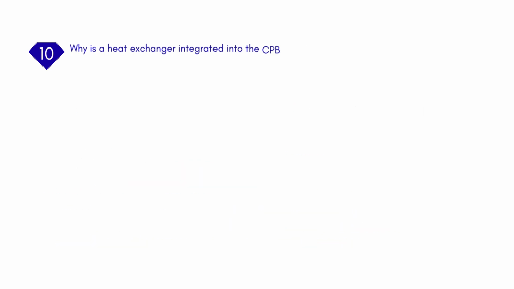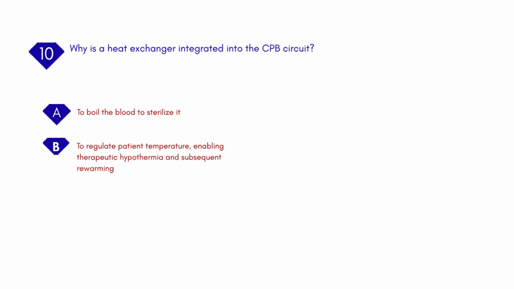Why is a heat exchanger integrated into the CPB circuit? A. To boil the blood to sterilize it. B. To regulate patient temperature, enabling therapeutic hypothermia and subsequent rewarming. C. To power the mechanical pumps. D. To prevent the oxygenator from freezing.